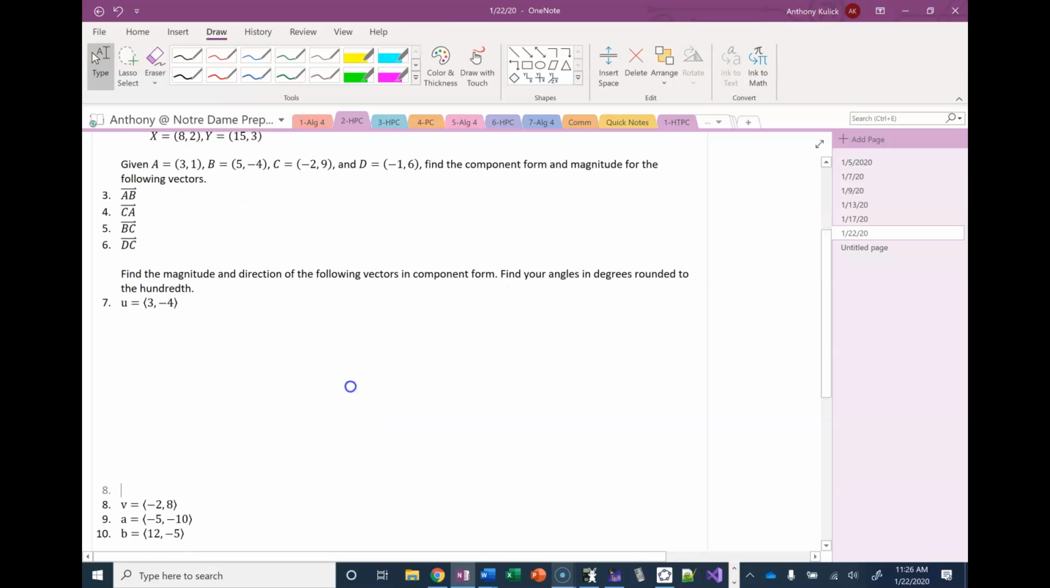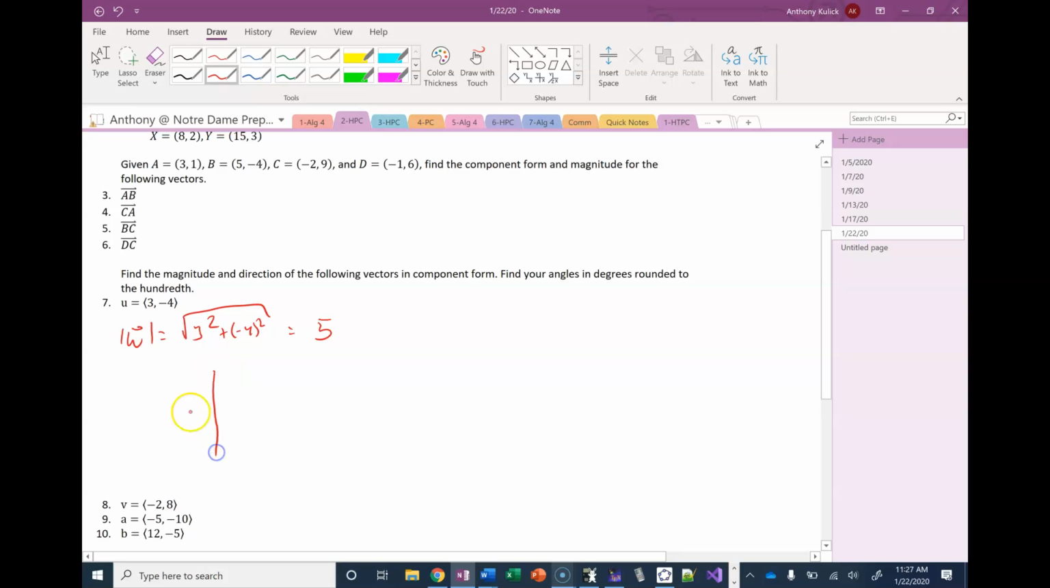So the first thing we'll do, it's asking for the magnitude and direction. So to calculate the magnitude, I'm just going to use the component form formula. 3 squared is 9, negative 4 squared is 16, 9 plus 16 is 25, the square root of 25 is 5.